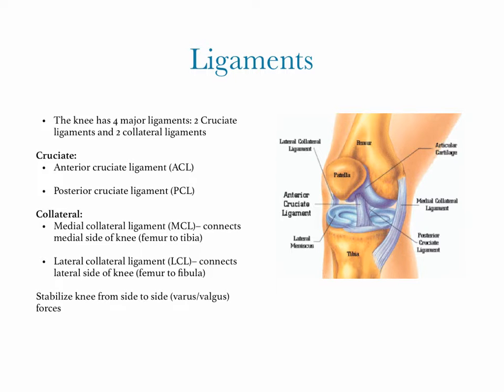So for ligaments, the knee has 4 major ligaments, 2 cruciate ligaments and 2 collateral ligaments. The cruciate ligaments are the ACL and the PCL. The collateral ligaments are the MCL, which connects the medial side of the knee from femur to tibia, and the LCL, which connects the lateral side of the knee from femur to fibula. Collateral ligaments also stabilize the knee from side-to-side forces.